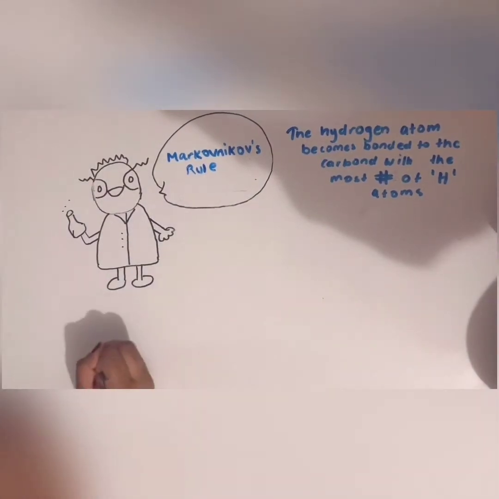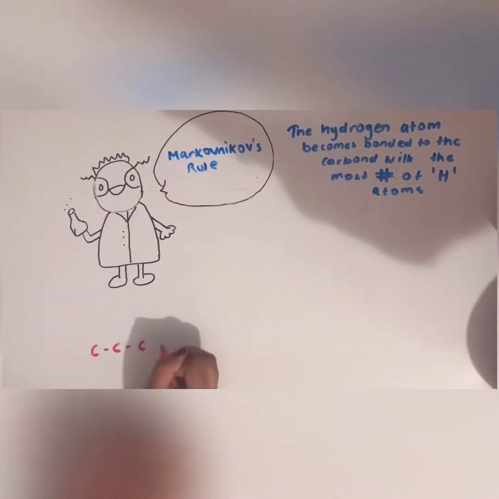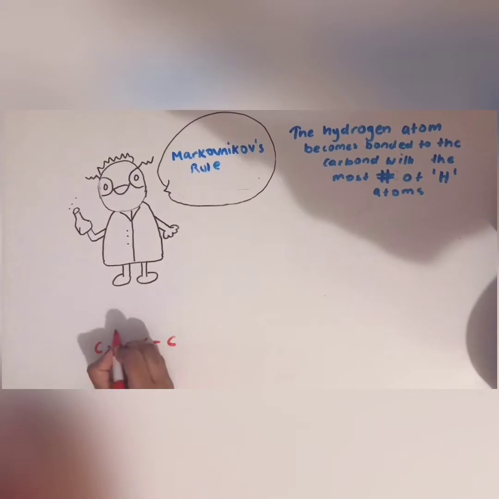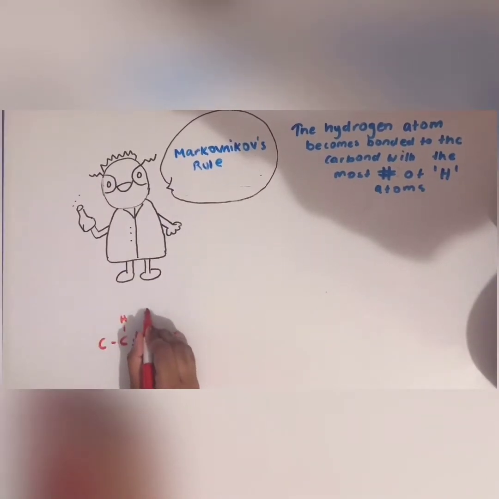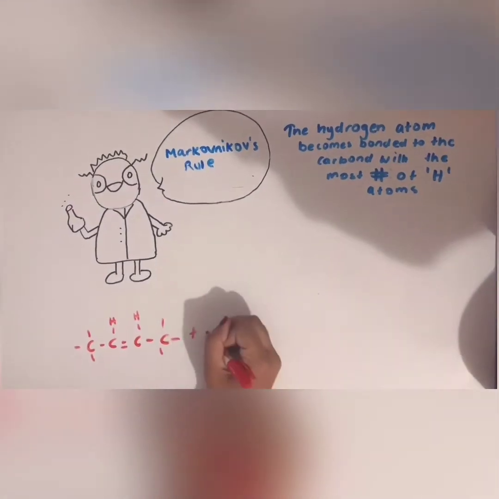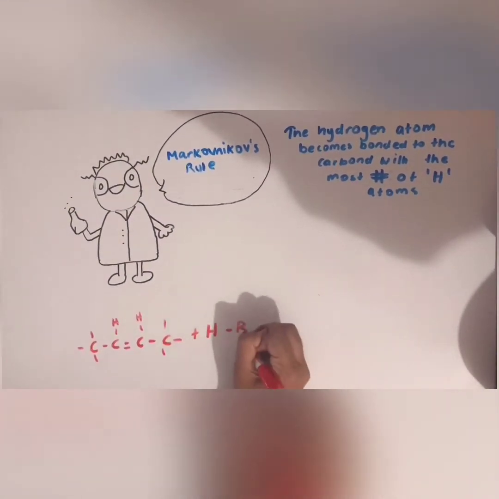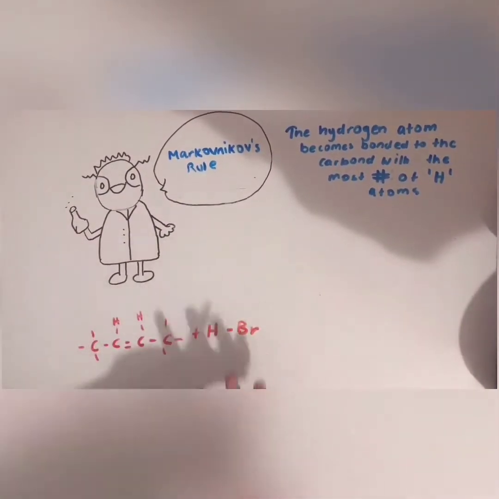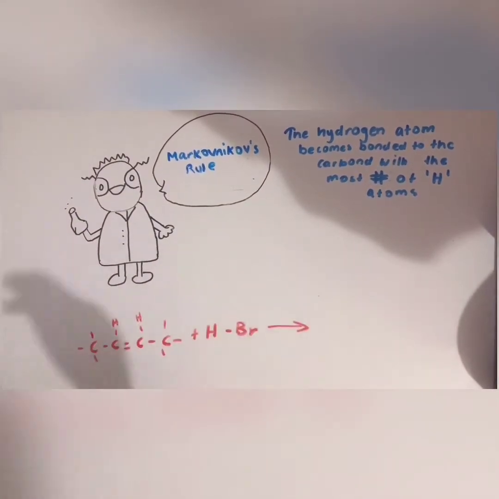In this reaction, we are going to be using the same reactant from the last reaction, which is cis-butene, but the second reactant is going to be different. We're going to have the reactant of hydrogen bromide. For this type of addition reaction, there is no catalyst.